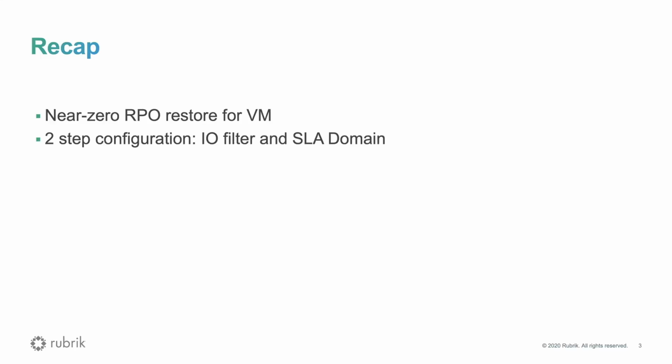In this demonstration, you saw that we were able to provide near-zero RPO for a virtual machine through the use of continuous data protection. Additionally, you saw the very simple two-step configuration process required to enable CDP. First, install the IO filter, and then secondly, toggle and enable CDP in your SLA domain.